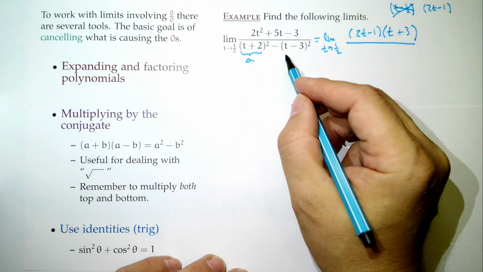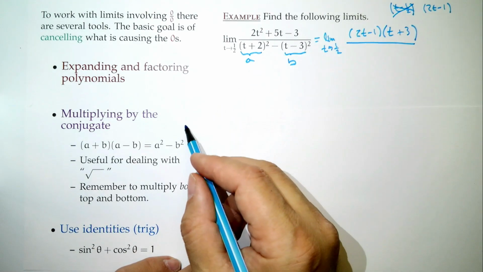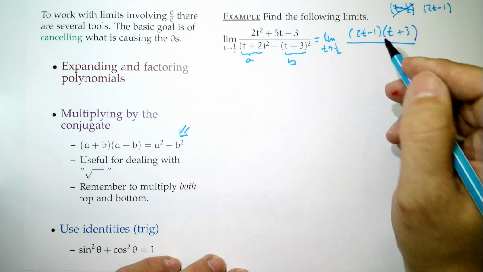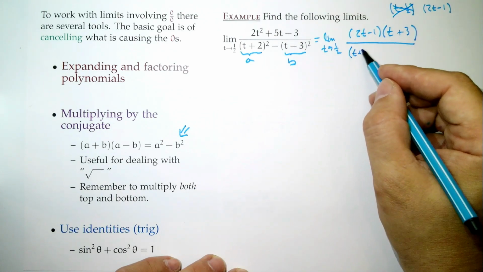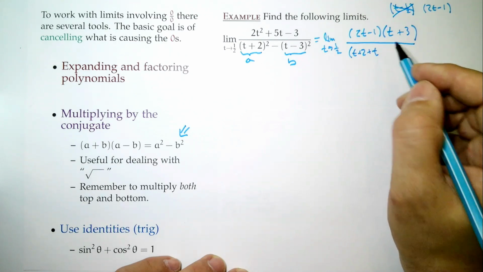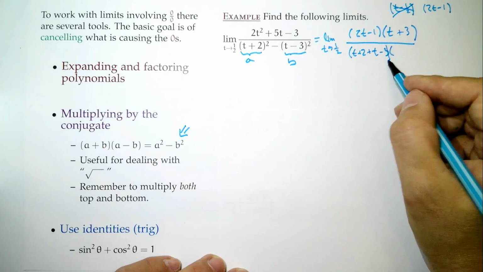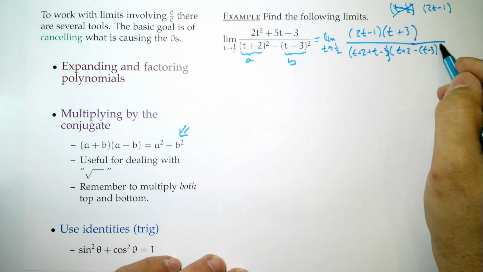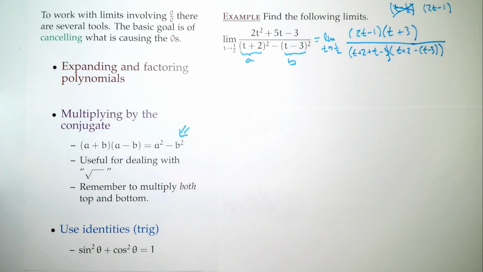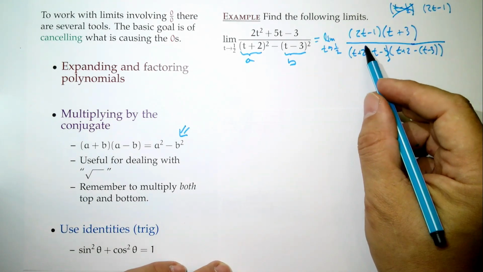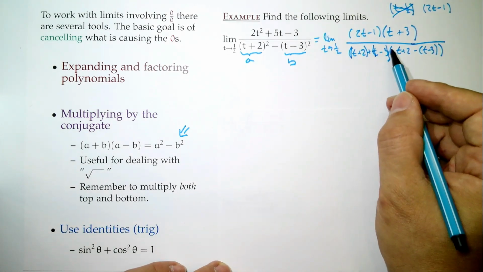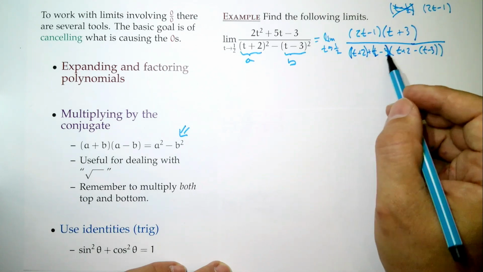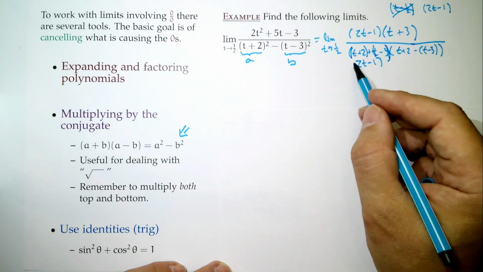If this is a, and this is b, and I say, hey, look, it's a squared minus b squared. So this becomes a plus b, t plus 2 plus t minus 3, times a minus b. Yes? A plus b, a minus b. Now, in the start, there'll be t plus 2. You can imagine putting parentheses here. When in doubt, put lots of parentheses. t plus 2 plus t minus 3 becomes 2t minus 1.